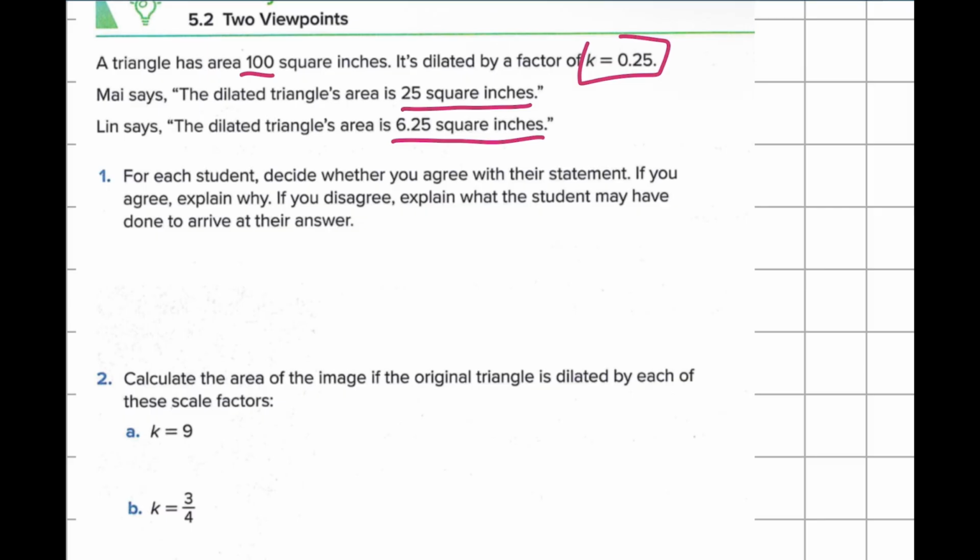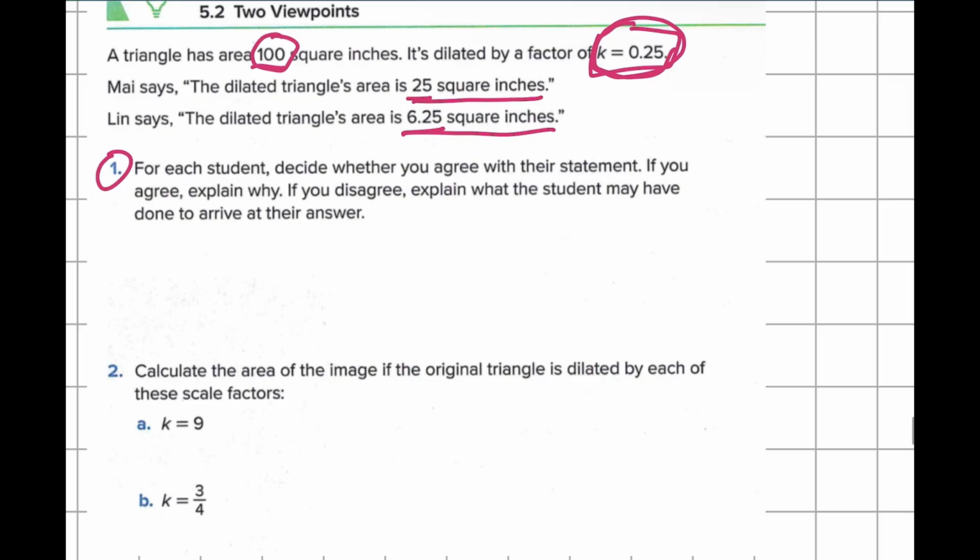Remember how we do this. We take our old area, our original area, and multiply it by the scale factor squared to get our new area. And they have two different answers, so I need you to answer this on number 1. You can pause it, answer it, write stuff out, and come back and meet me at number 2.